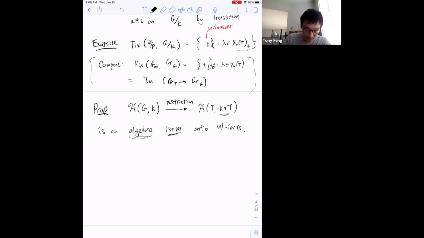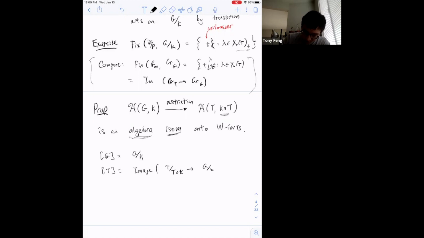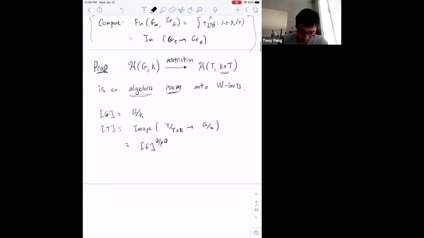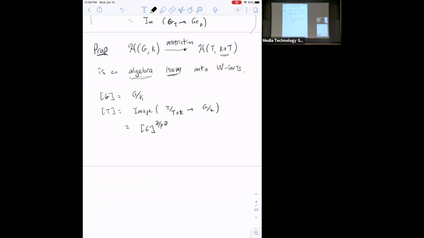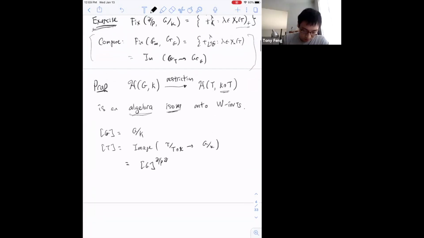Okay, so let me just simplify notation by taking G brackets G to be this coset space on which the Hecke algebra is defined, and T to be the image of T intersect K to G mod K, or in other words, the fixed points of G under this Z mod P action by this exercise. Sorry, these are notations for what? Well, spaces or? Oh, these are sets, I guess.